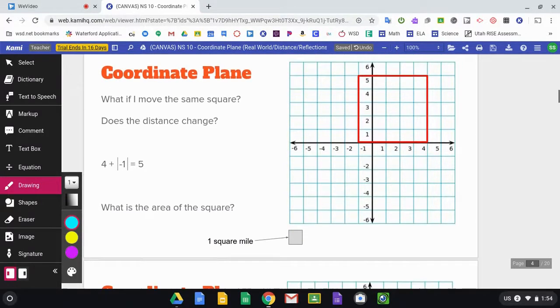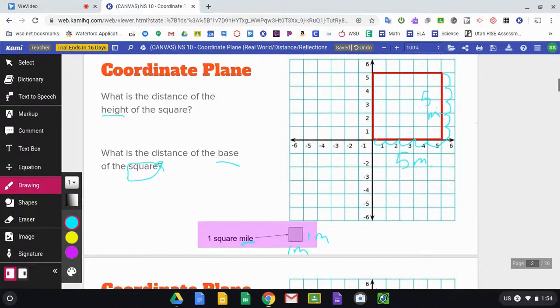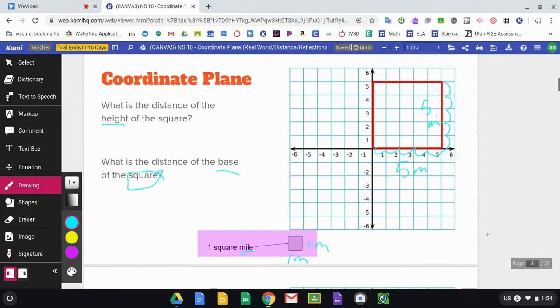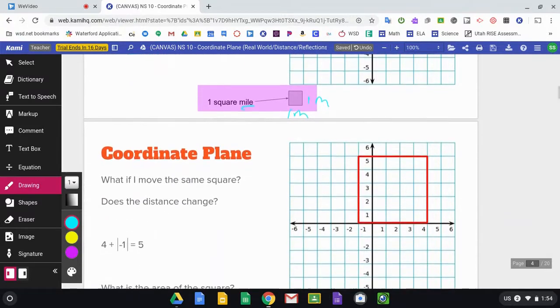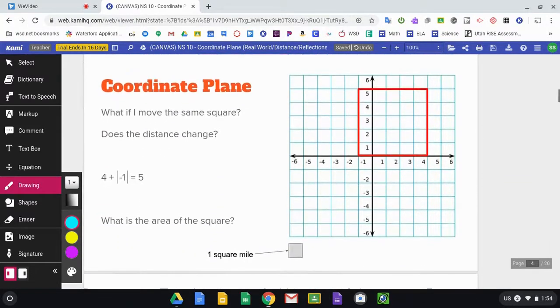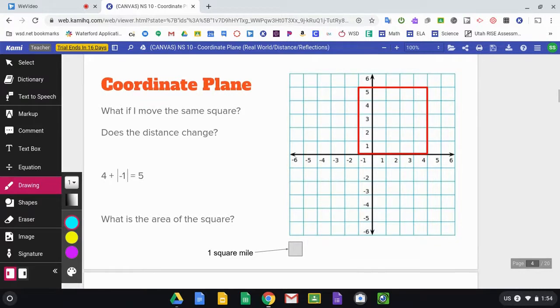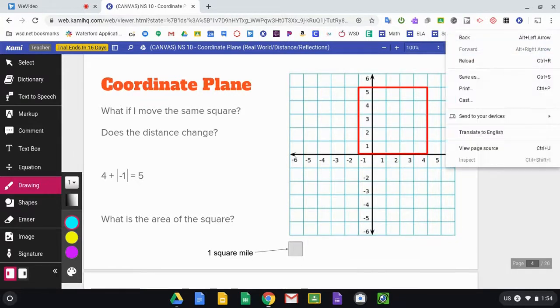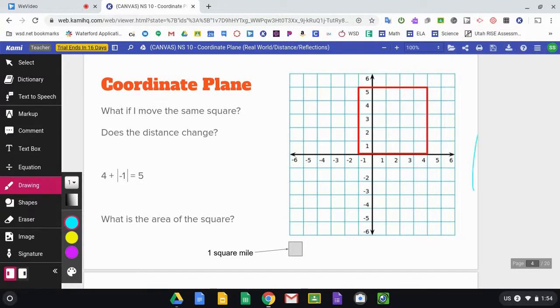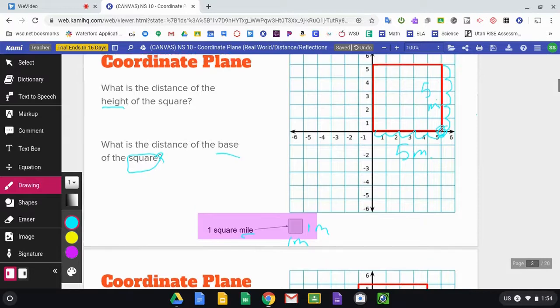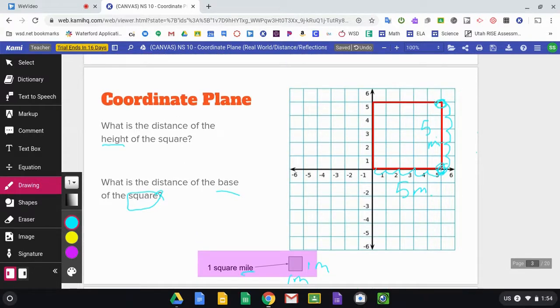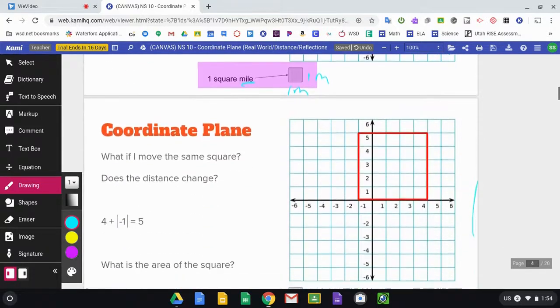Now, what if I move that same square? See how we have this red square up here? What if I move it 1 space to the left? So can you see we moved it 1 space to the left? It's still the same square. How many of you just said, oh, I'm at 0.5 over here, so I know it's 5 across. I'm at 5 up here, so I know it's 5 tall. Okay, that's a great way to look at it.